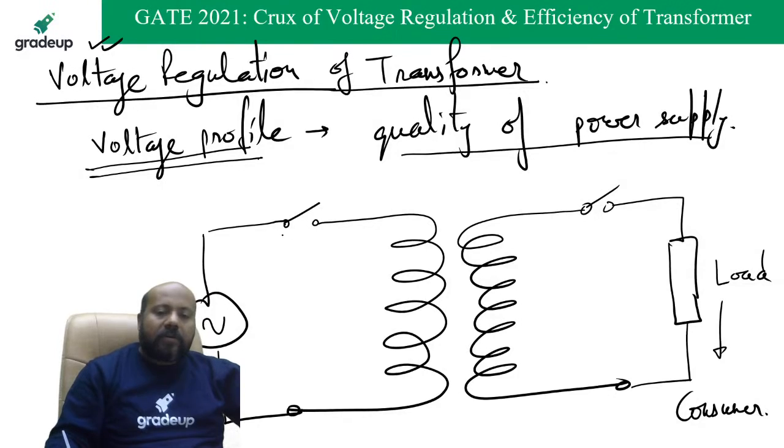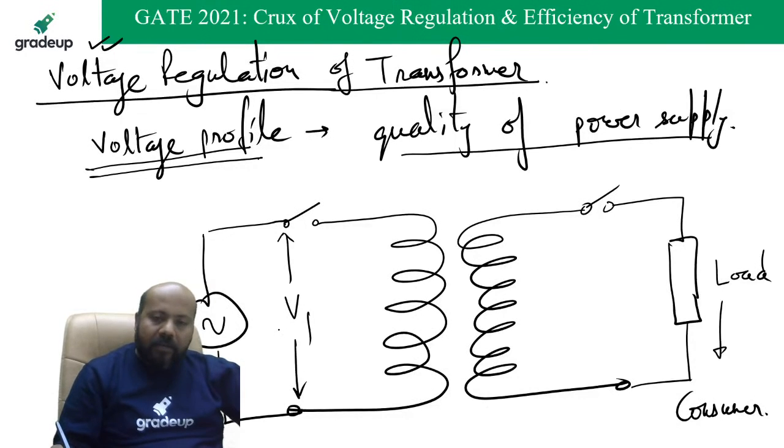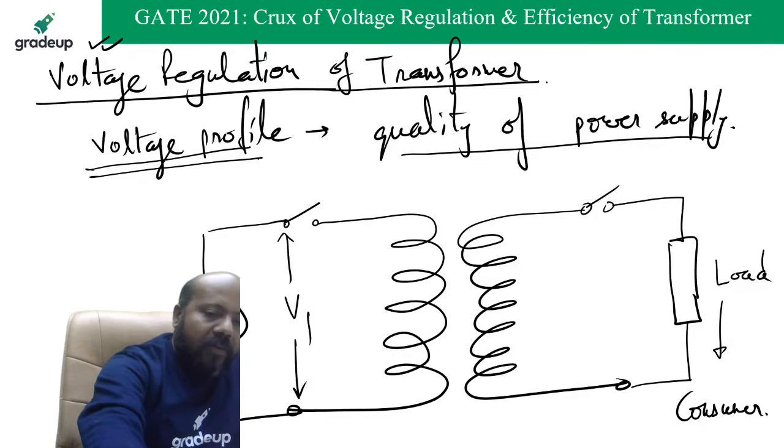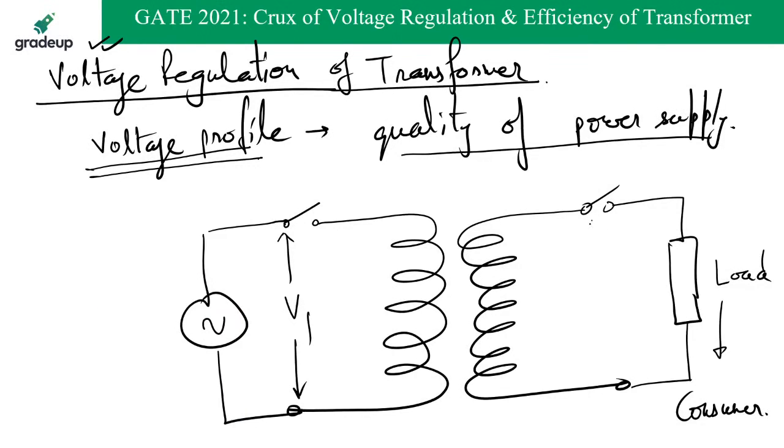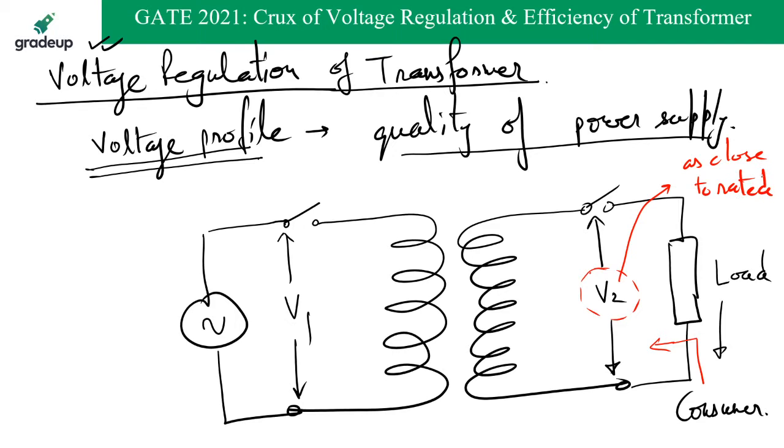Now suppose we are applying some voltage V1 at the primary side where the source is connected, and suppose you are getting a voltage V2. If you are sitting at this consumer end, what is going to be your expectation? Your expectation is that V2 should be as close to the rated voltage as possible. Yes or no? Then only you are going to say that the quality of power supply is good.